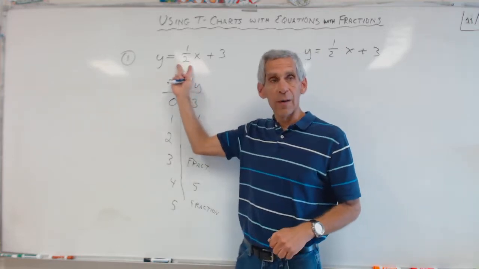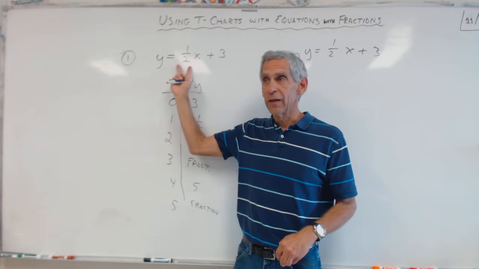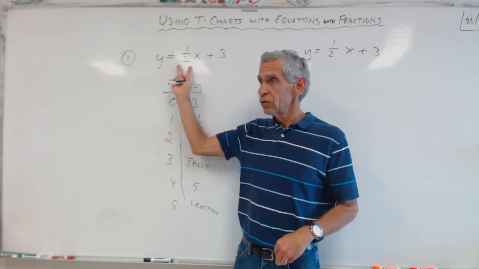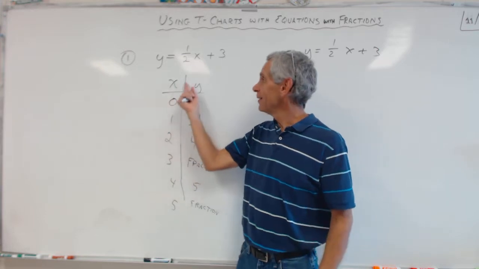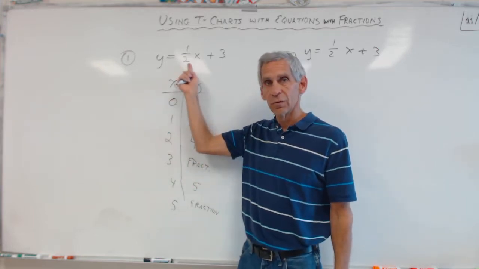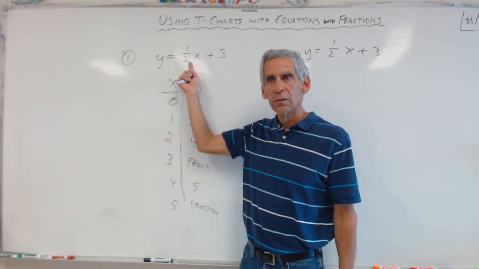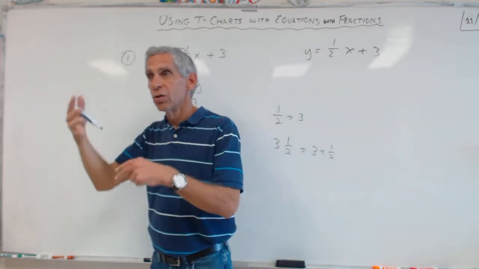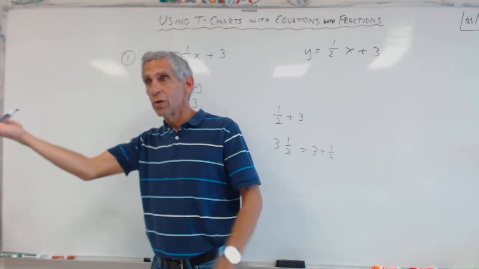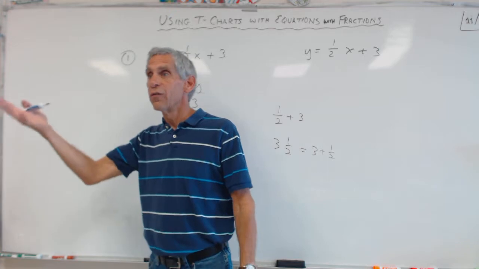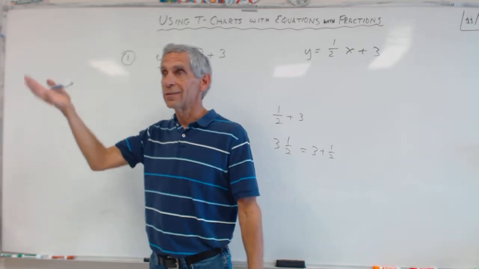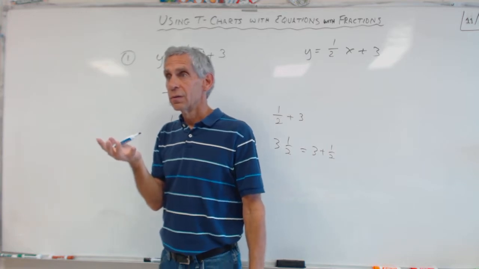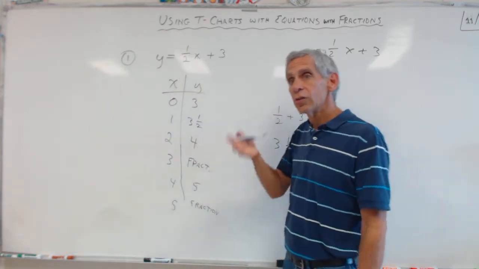Yes, you see the denominator? The denominator of this fraction is 2. So every time you have an x, choose an x that is a multiple of 2. What's a multiple? Like 2 times 1 is 2. 2 is a multiple of 2. 2 times 2 is 4. 4 is a multiple of 2. 2 times 3 is 6. 6 is a multiple of 2. Even numbers. Multiples of 2.